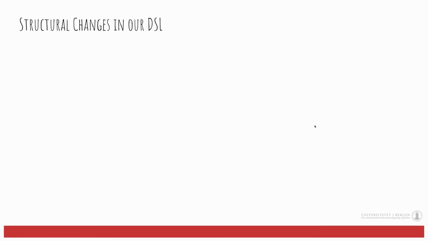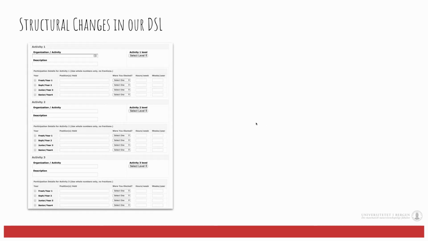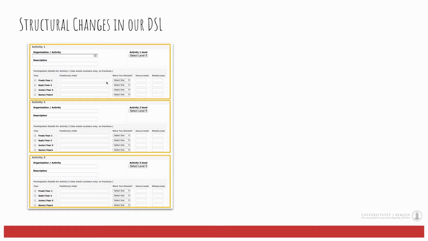We have created a domain-specific language, or DSL, for programmers to manipulate structures dynamically. To explain how we can specify structural changes in our DSL, we will look at one particular case. This application is from Apply Texas, and hundreds of thousands of students use this every year. In this form, the students input their extracurricular activities, where each activity in the form contains 23 input fields.